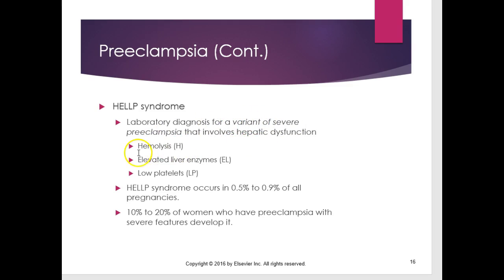It's a laboratory diagnosis for a variant of severe preeclampsia that involves hepatic dysfunction. So it is hemolysis of erythrocytes, so we know our red blood cell count decreases from damage of the red blood cells actually hitting the walls of the vasculature. Elevated liver enzymes from the hypoxia, ischemia, and high pressure, and then low platelets. Low platelets have to do with vascular remodeling, and from the damage to your liver. So hemolysis of erythrocytes, elevated liver enzymes, and low platelets are all HELLP syndrome. And that occurs if you do not relieve preeclampsia or eclampsia.